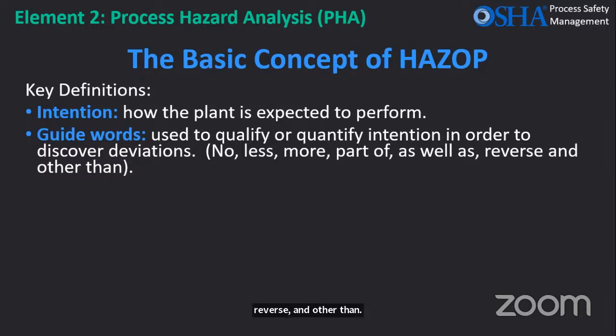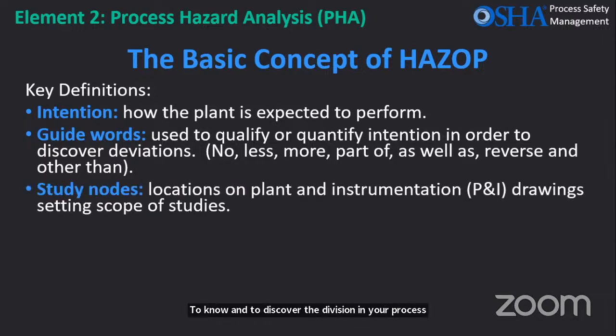That's why it is called guide words. They guide you to discover the deviation of your process. You ask yourself some questions using these guide words to discover the deviation in your process. Study nodes: that is the main unit of the HAZOP. You take the P and ID of the plant from the designer and divide it into some nodes.